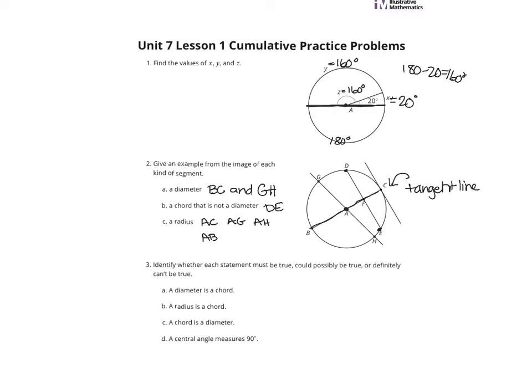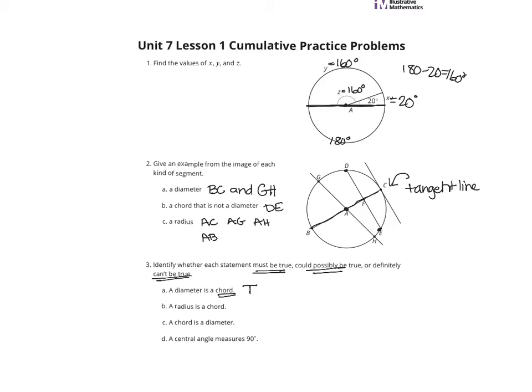So number 3, identify whether this must be true, possibly true, or definitely can't be true. So a diameter is a chord. A chord has to have its endpoints on my circle. So this must be true. Every diameter is also a chord. They're just a special chord.